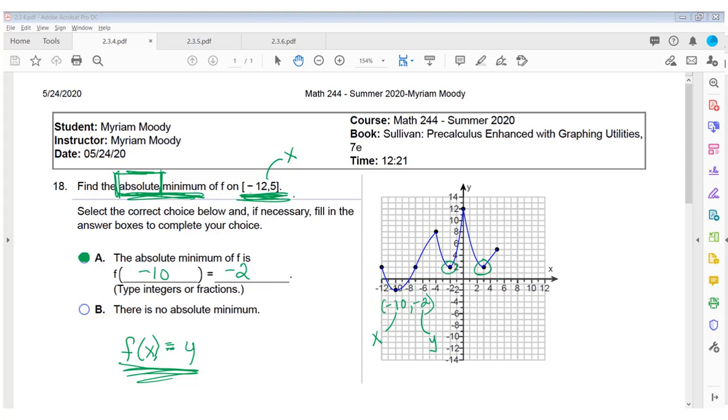Okay, so remember, absolute minimum means the lowest point on this entire interval. And since I had 3 what could have been considered minimums, the absolute one, the lowest one, occurs at x equaling -10, and the minimum is y equals -2. So other language we can use. So be aware of that other language. Okay? All right, let's keep going.